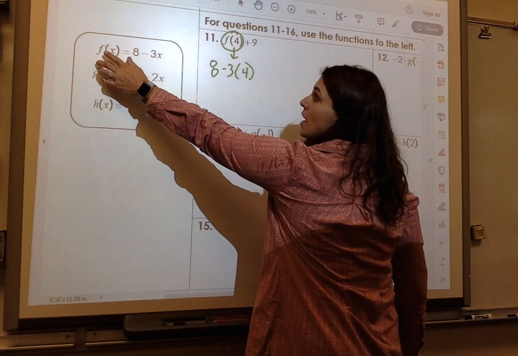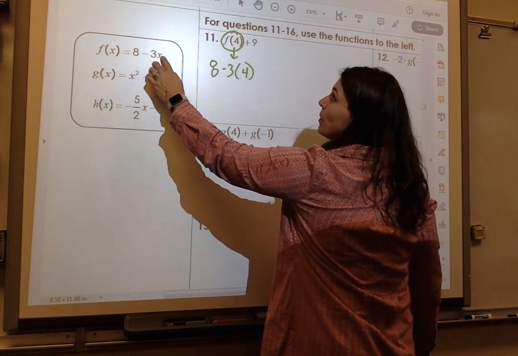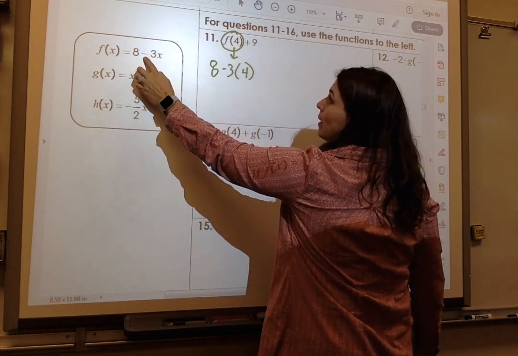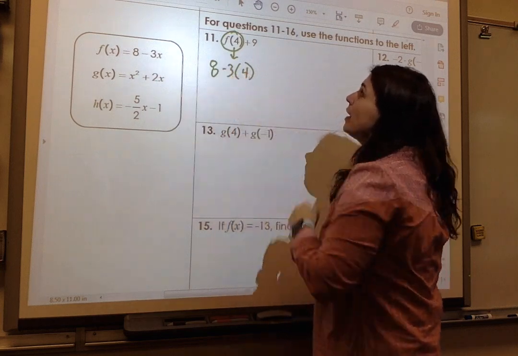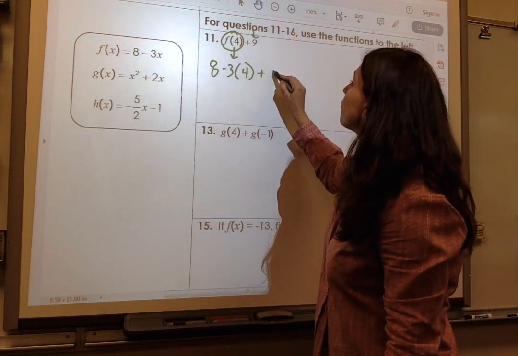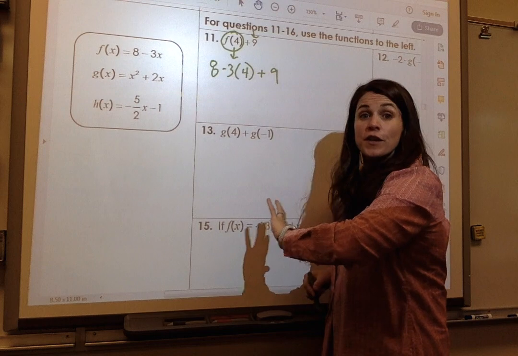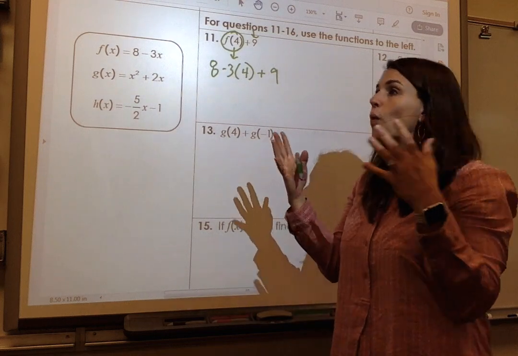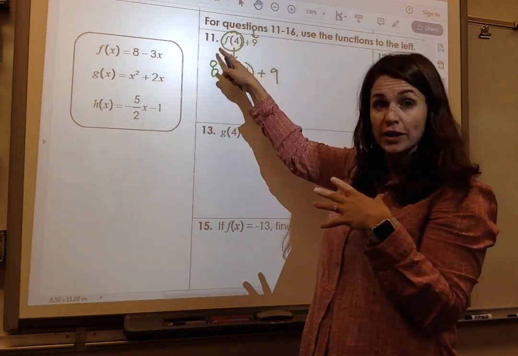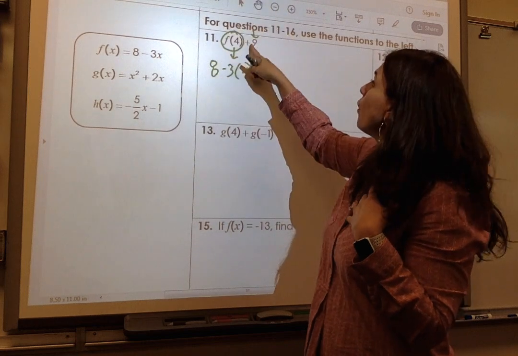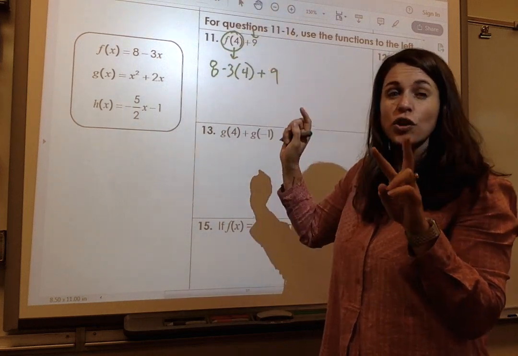Does everybody see that? Here's my f function. So in place of x, I'm putting 4. So 8 minus 3 times 4. And then I got to tack on this information, plus 9. I'm just finishing out the question. And if you want to evaluate first, like we were doing up above, don't forget to tack on that 9 later. So I'll show you 2 ways to do it.